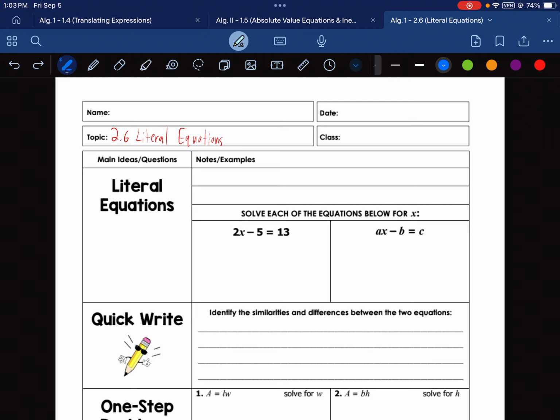So literal equations are equations with multiple variables. Now, because it has multiple variables, solving them looks a little bit different between a literal equation and the normal equations we've had up until this point.